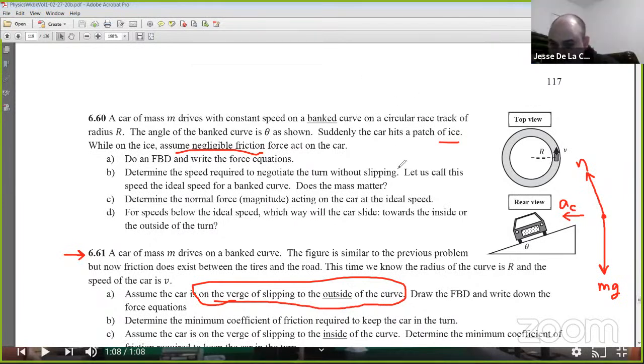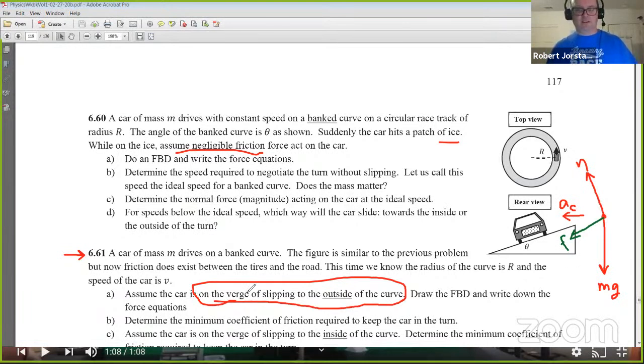Parallel to the plane, I agree, which is perpendicular to the normal force. Which way, up the plane or down the plane? Down, right? In this case, would you be going fast or slow, do you think? Fast. When you're going too fast, you need friction to hold you to the inside. If you're going too slowly, friction would point the other way.